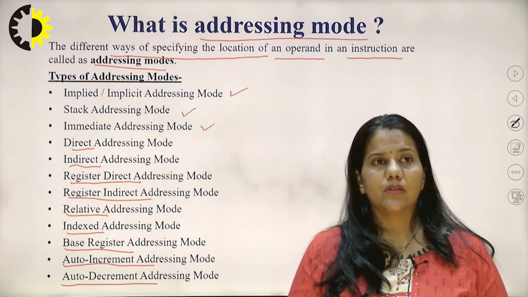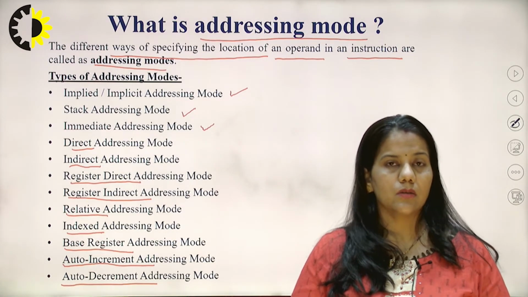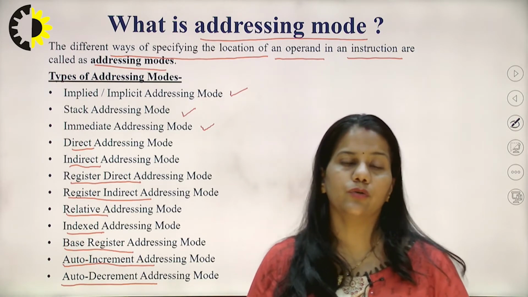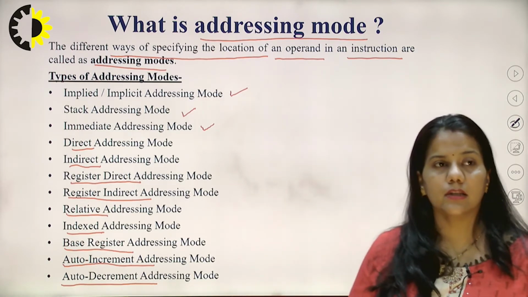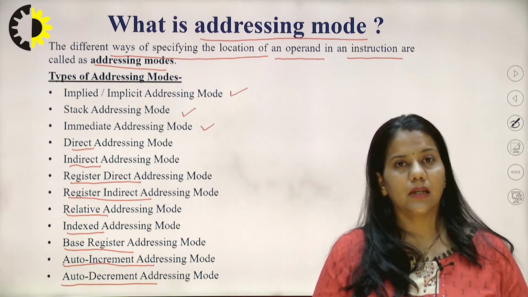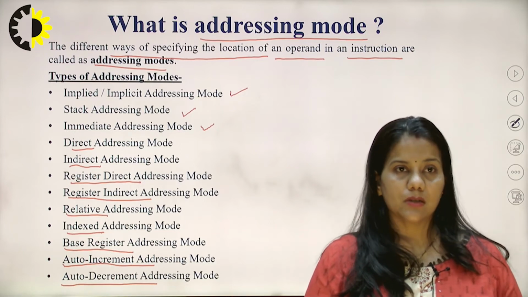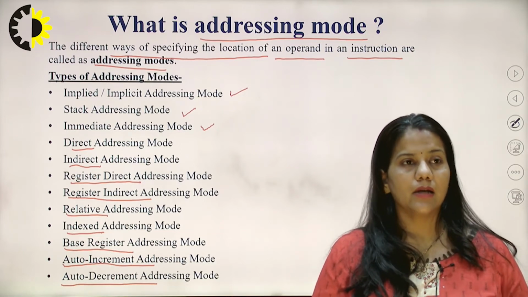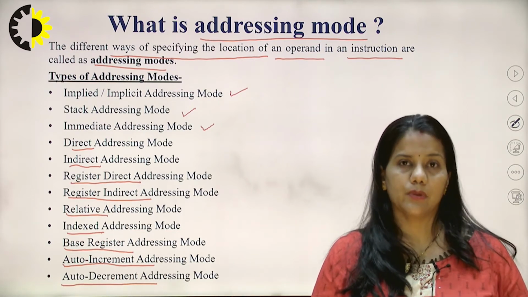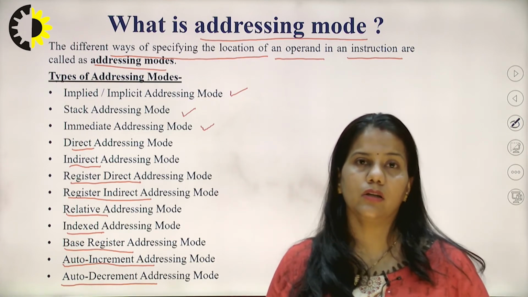So here we have discussed the typical addressing modes that are present in the processors or the controllers. It is not necessary that all these addressing modes are present in any processor or controller. Maybe a few of them are present in the basic controllers or processors, and in advanced processors and controllers, maybe all of them are present. So this depends upon the processor or the controller that we are talking about.